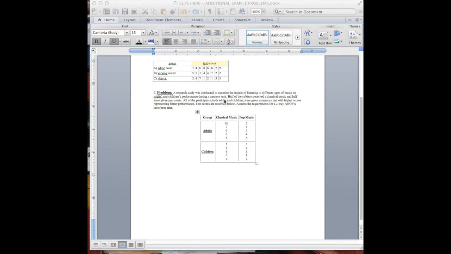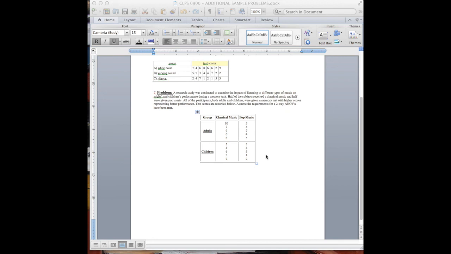Half of the students received classical music, and half were given pop music. All of the participants, both adults and children, were given a memory test with higher scores representing better performance. And the data for the test scores are produced below, and just assume that the requirements for the two-way ANOVA have been met.